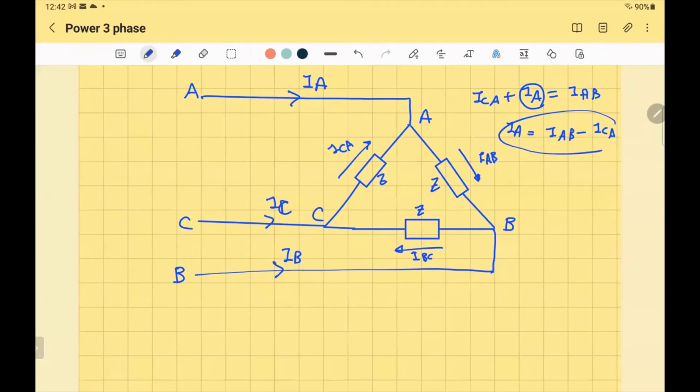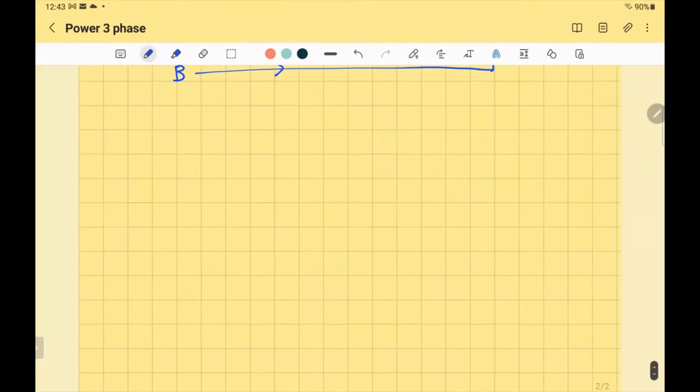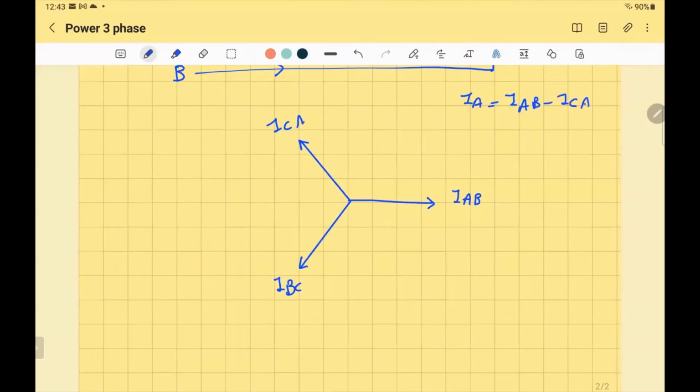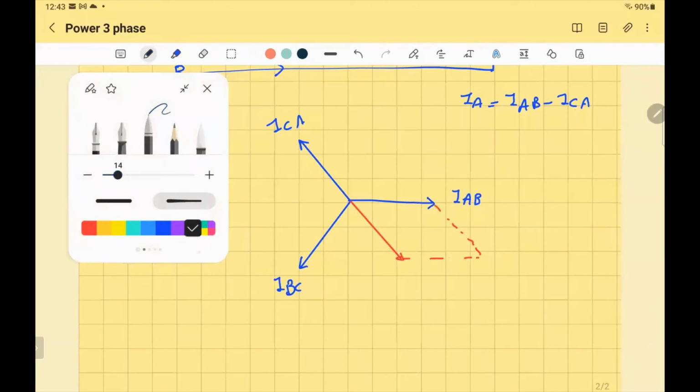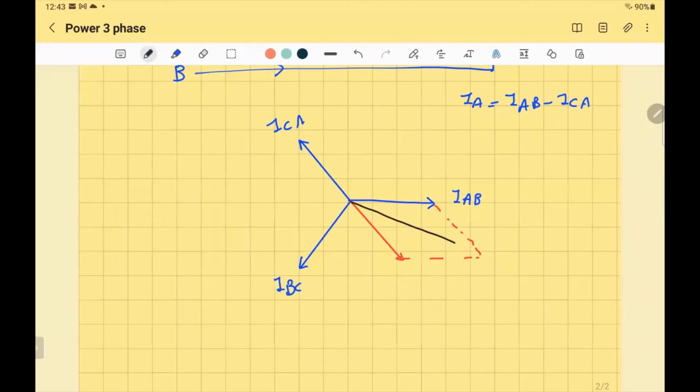AB minus ICA. Last time was ICA minus AB, right? So I will just sketch the phasor diagram for the phase currents, IAB, IBC, ICA. This time IA is equal to IAB minus ICA. Flip ICA, and then complete the parallelogram. That will give me the resultant, which is IA.